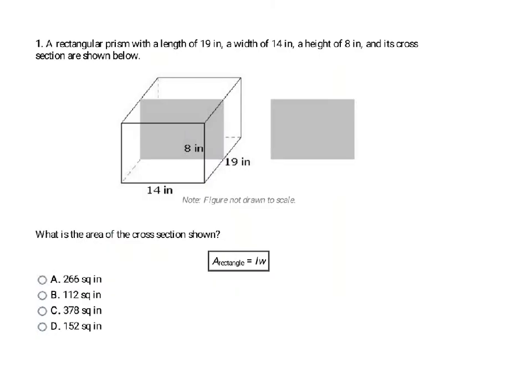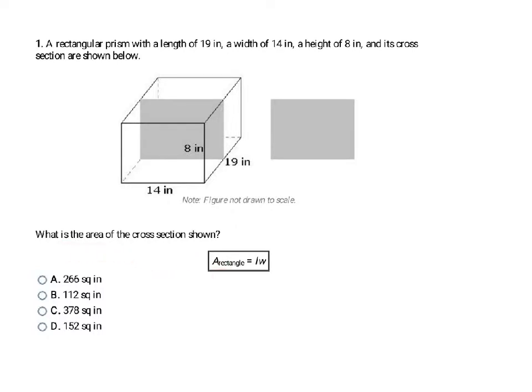This first problem is a problem where they want us to find the area of the cross-section. It says a rectangular prism with a length of 19 inches, a width of 14 inches, and a height of 8 inches, and its cross-section are shown below. It labels all the dimensions for you, and this gray part is the cross-section. What is the area of the cross-section below?